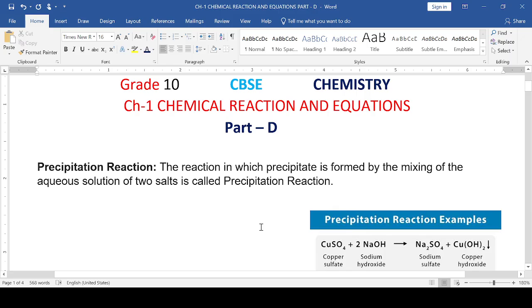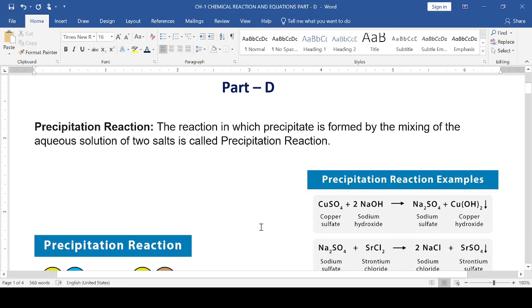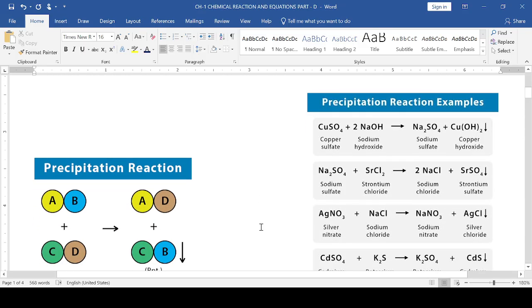So what is a precipitation reaction? Did you ever see your mama prepare a cup of tea? After preparing it, you filter it. In the filter you are refining it, and in the glass you get the tea. But in the filter paper, leftover particles are present. So the leftover parts in an aqueous solution, we call it a precipitation reaction. The reaction in which a precipitate is formed. How is the precipitate formed? By mixing the aqueous solutions of two salts. We call it a precipitation reaction.